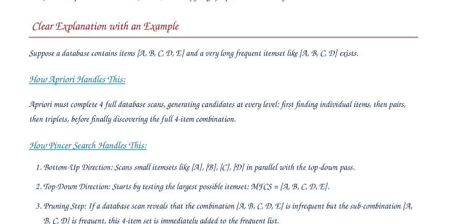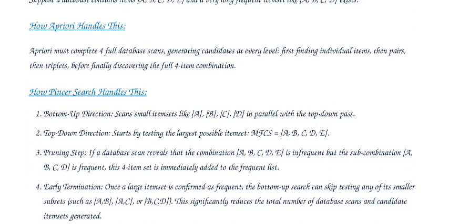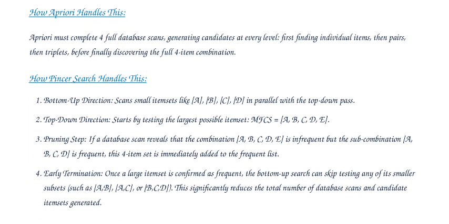Apriori must complete 4 full database scans, generating candidates at every level, first finding individual items, then pairs, then triplets, before finally discovering the full 4-item combination. How does Pincer Search handle this? Bottom up direction, first one. Scan small item sets like A, B, C, D in parallel with the top down pass. Top down direction starts by testing the largest possible item set, MFCS, A, B, C, D, E.